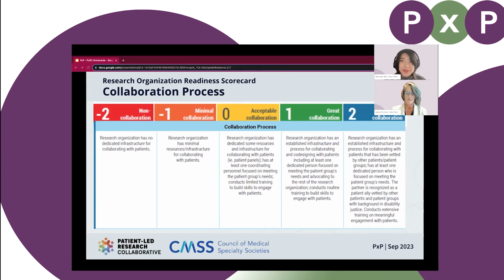I'm going to speed through the rest. Okay, so the other subdimensions, collaboration process. The ideal collaboration process in our experience, and from the experience of folks that we talk to, is to have an established infrastructure in place for collaborating with patients that's vetted by other patients and other patient groups. So what that means in practice sometimes is having at least one dedicated person on the team who's focused on meeting the patient group's needs. The partner is trusted within the patient community, and they also have some training involved.